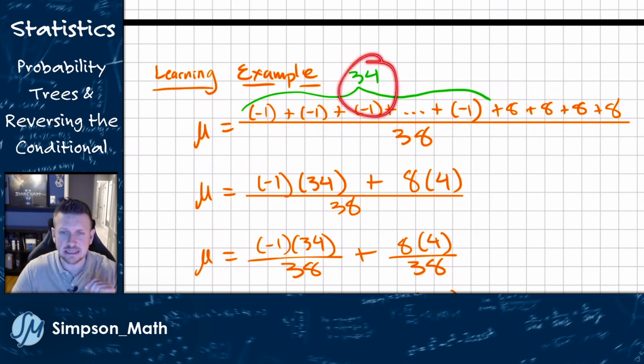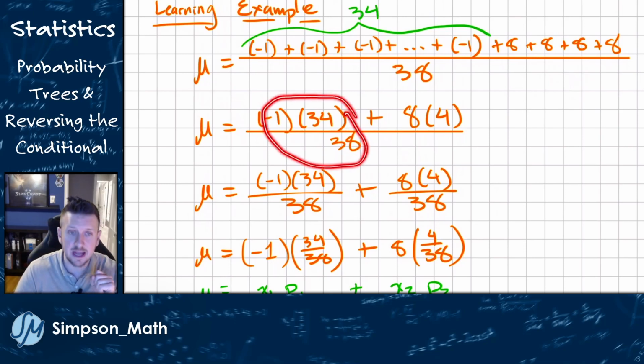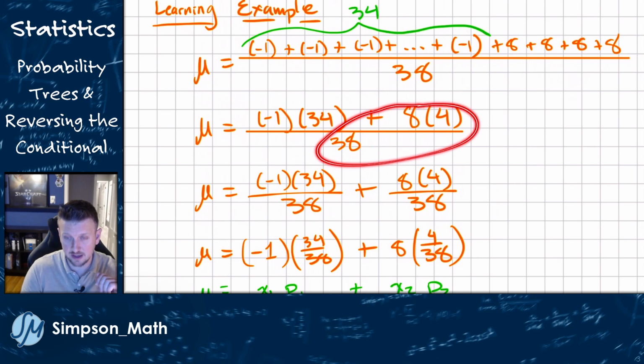Now, obviously, this is not the most efficient way of writing that, so we can just do multiplication, right? If I'm adding 34 negative ones, I can write that as -1 times 34. Similarly, I can write that as 8 times 4. All right. Now I want to do a little bit of a different thing. I want to unadd. So I can have this be -1 times 34 over 38 plus 8 times 4 over 38.